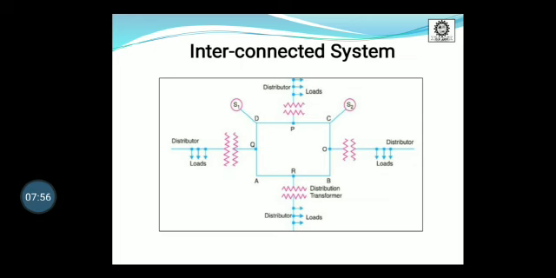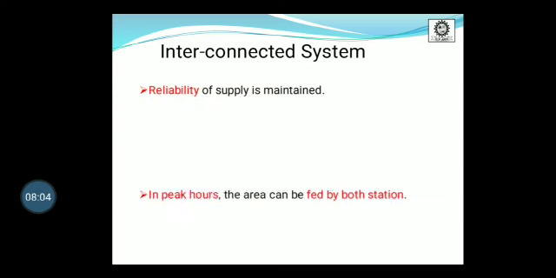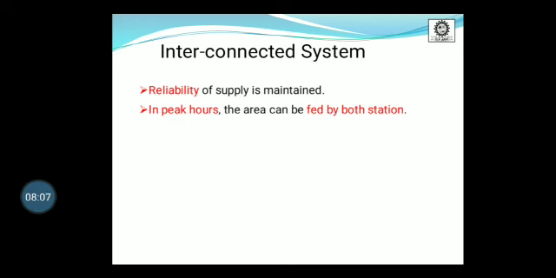The interconnected system has the following advantages. It increases the service reliability. In peak hours, the area can be fed by both stations, so this reduces reserve power capacity and increases the efficiency of the system.